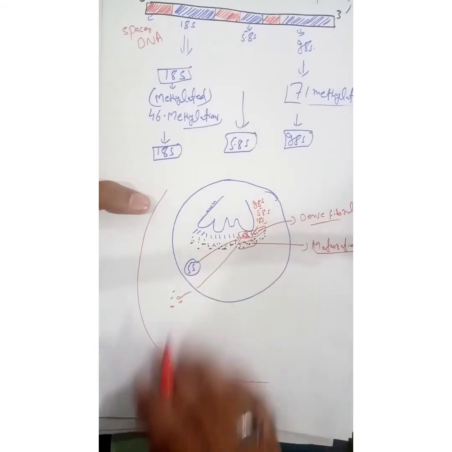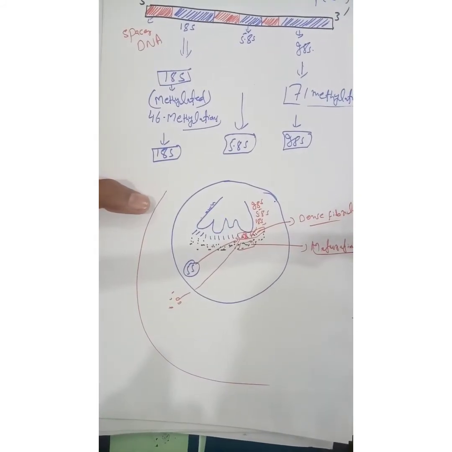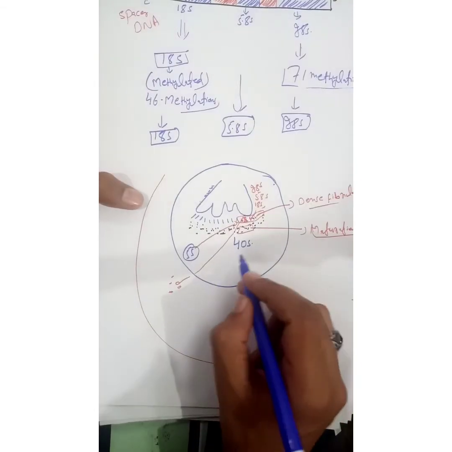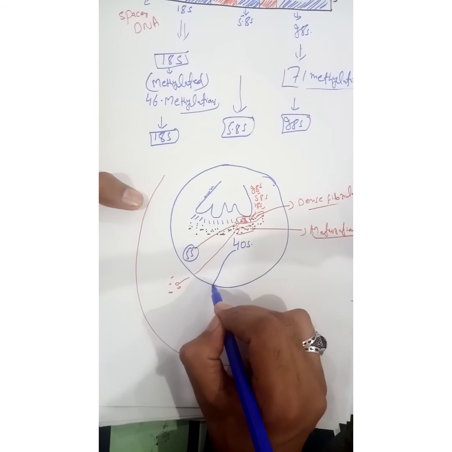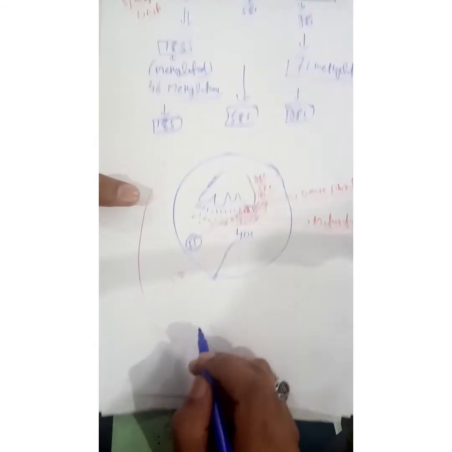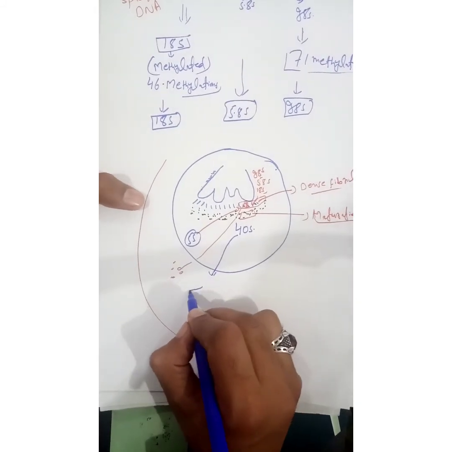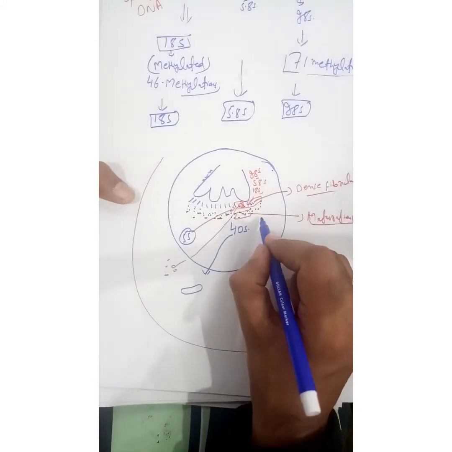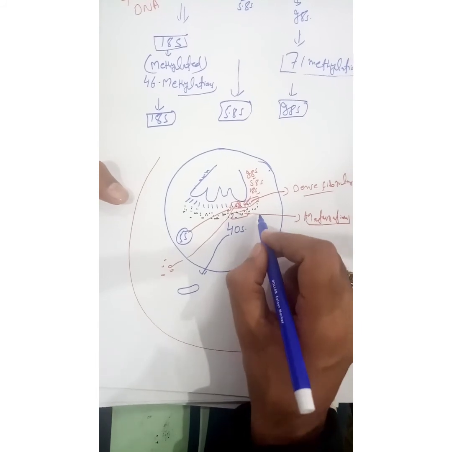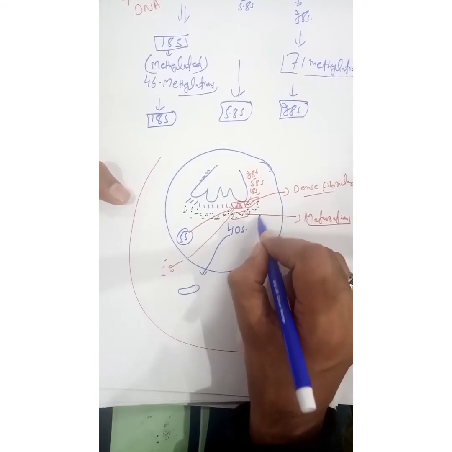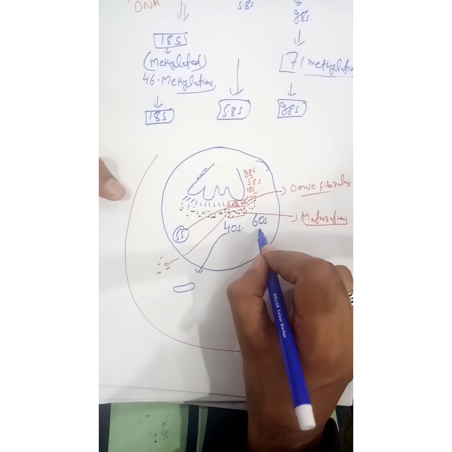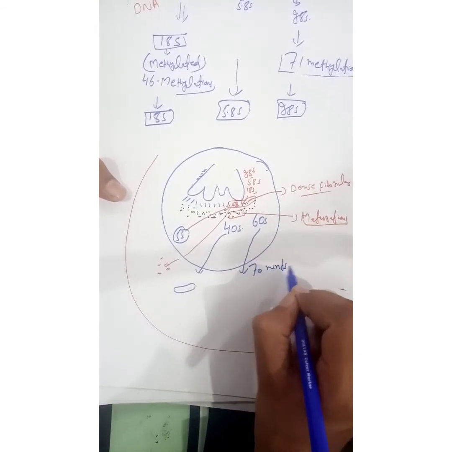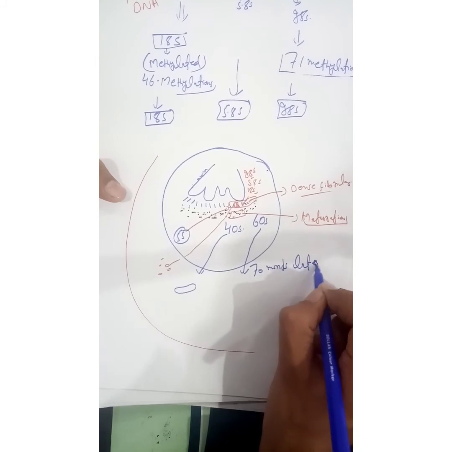First of all, the 40S subunit is synthesized. The 40S subunit moves first to the cytoplasm, and then the 60S subunit moves out about 70 minutes later than the 40S.